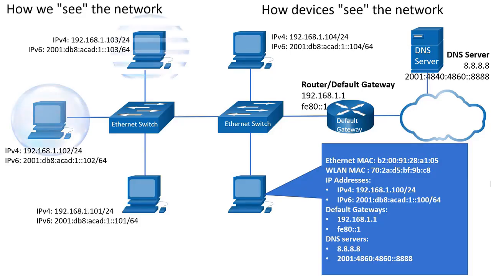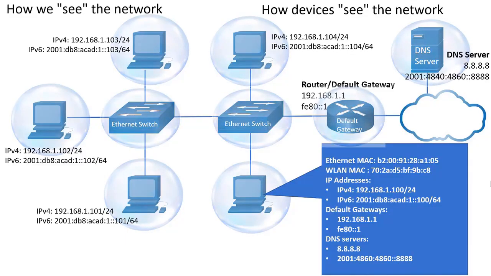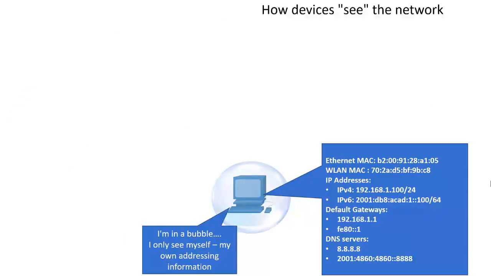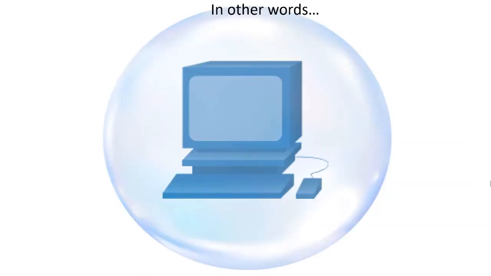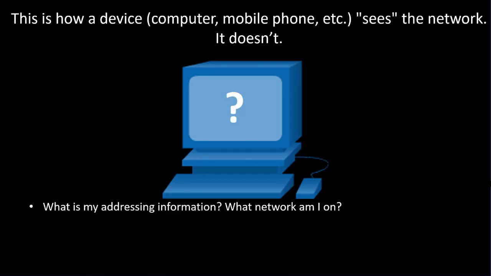You can think of it as every device being in its own bubble. The only thing a device knows is its own addressing information. In other words, this is how a device sees the network. It doesn't. So, how does a device know its IP address and what network it belongs to?